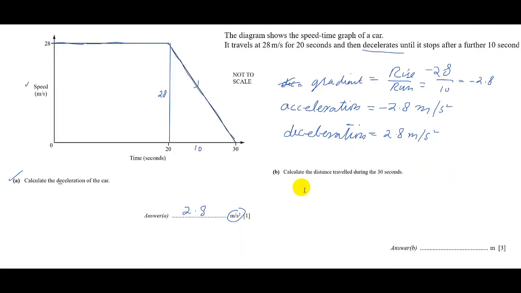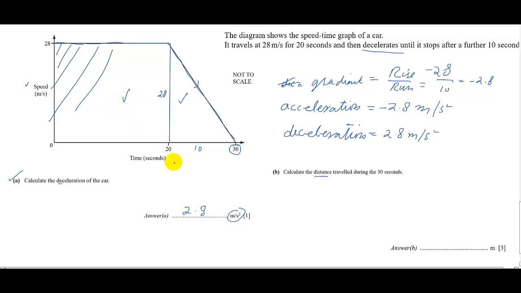In the next part, we have to calculate the distance traveled during the 30 seconds. So the 30 seconds is the time of the whole journey. So distance is basically the area under the graph. To find the area of this graph, there are two approaches. First, find the area of this rectangle and then this triangle, and then I add those two areas. This will give us the total area, which will be the distance traveled.